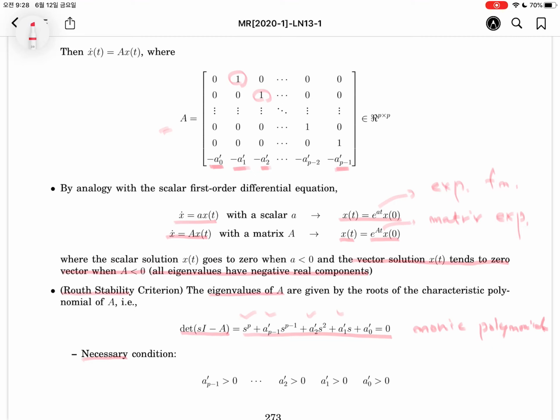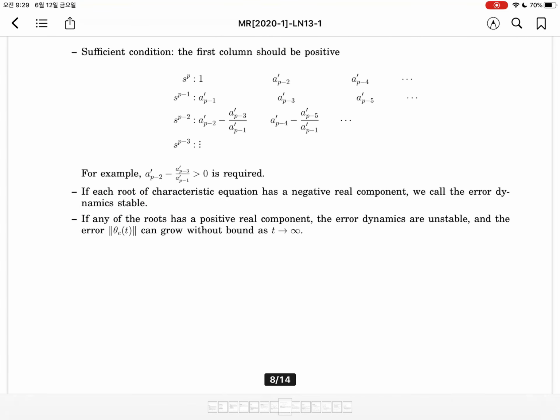Here the highest order coefficient is 1, positive, so the remaining coefficients should be positive. If one of them is negative, it has an unstable response. The sufficient condition will be the Routh table.